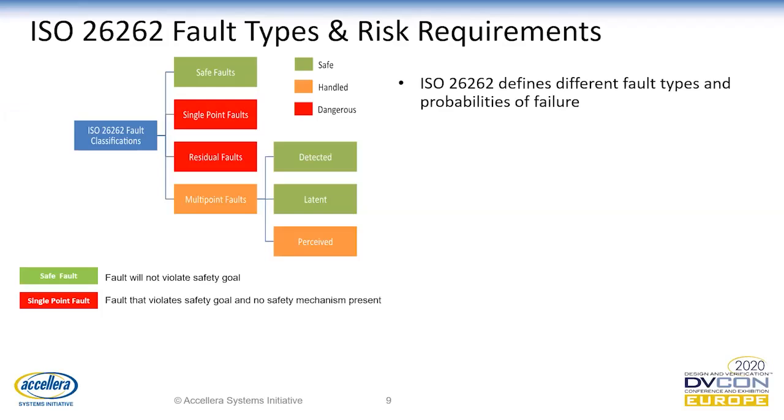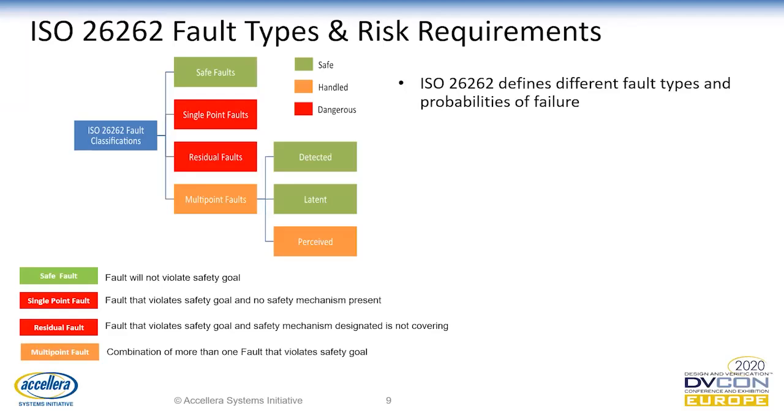And single point fault: this is a fault that violates the safety goal, but there is no safety mechanism present. So these are dangerous because the fault is occurring and there is no safety mechanism present to take care of that fault. Residual fault: this also violates the safety goal. There is a safety mechanism to take care of this fault, but the problem is this safety mechanism is not catering for all the faults that are occurring. So this is called a residual fault. This is dangerous and not green.